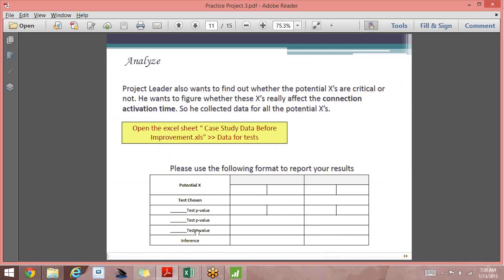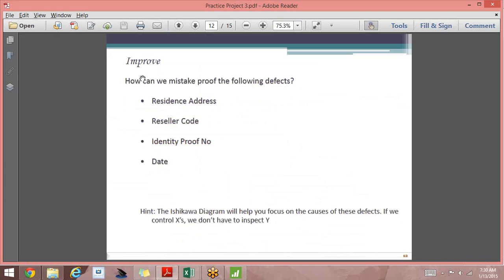What test have we chosen? We have done two sample t-test and ANOVA test. So you just mention the tests chosen and what your inferences are. Is that clear, Anuj? Yeah, perfect. So now improve.